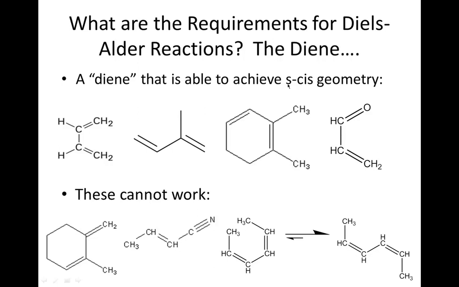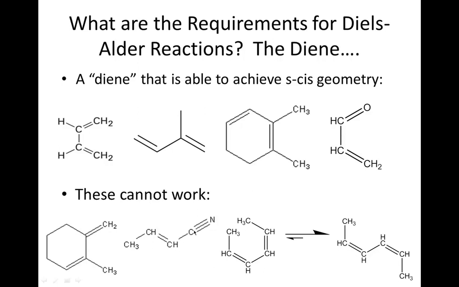And the reason that it's not truly cis is because the term cis in terms of geometry refers to a ring or a double bond, and we're talking about this quote-unquote single bond here. So it's sort of like cis, but it's not truly cis in the strictest sense of the word. So here's another. These are examples of things that cannot work as the quote-unquote diene because this single bond is not able to rotate. This one is forced to stay in an S-trans, or sort of like trans, geometry.